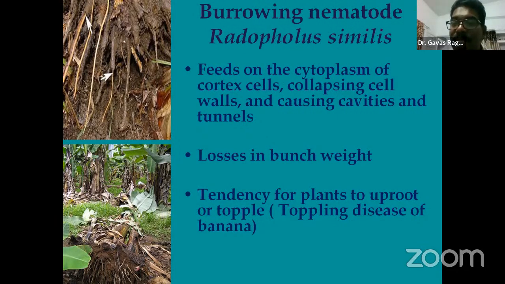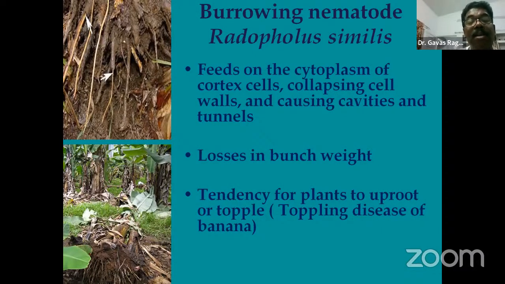So if anybody says toppling disease of banana, this is nothing else but caused by the burrowing nematode of banana, Radopholus similis. In addition to that, Radopholus similis infestation leads to loss in bunch weight, and there is a severe tendency of the plant to uproot and topple down. The toppling disease of banana is caused by none other than Radopholus similis, our burrowing nematode.